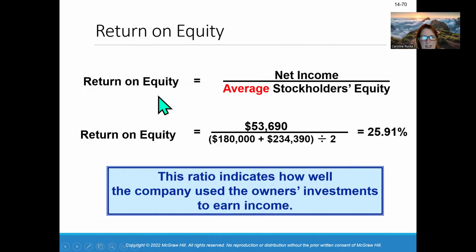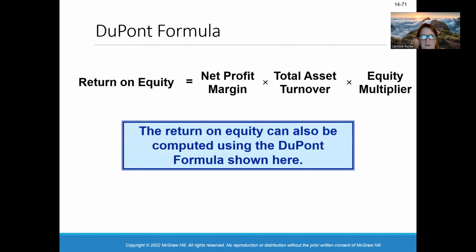Return on equity. This is how well the company is using the owner's investments to earn income. This is important for investors also, right? This is net income divided by average stockholders' equity.